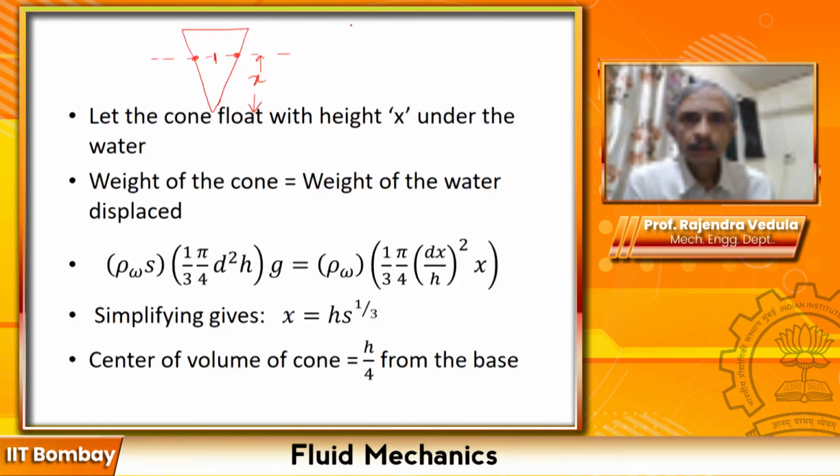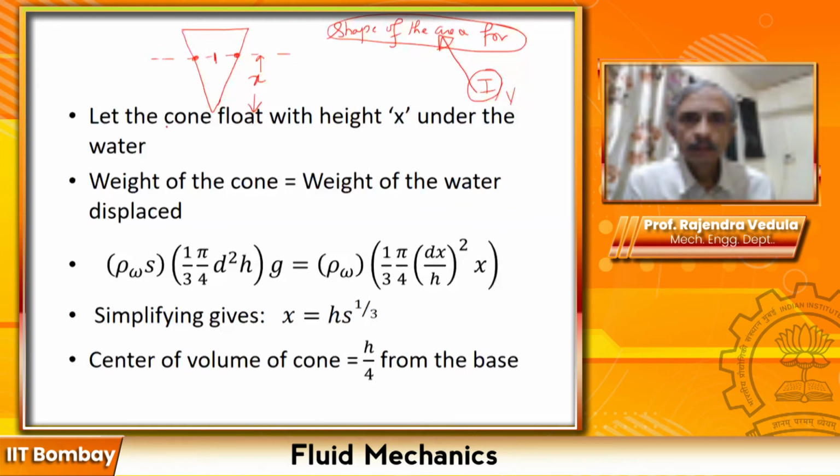So what is the shape of the area for which the moment is to be computed? Remember we said that I need to get an I by V. I is for what shape in this particular case? Is it triangle? Is it rectangle? Is it circle? It is a circle. The wetted perimeter is a circle at the surface, and the shape is therefore a circle. All right, very good. So let the cone float with height x underwater.